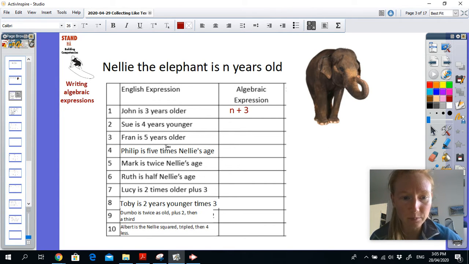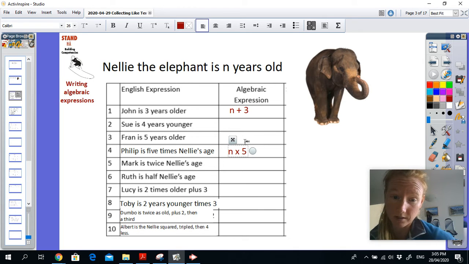Then if we look at Philip, down here, number 4, Philip is 5 times Nellie's age. Now, quite a lot of students will write n times 5. You are all mathematicians, so you are going to think about what I'm about to say when you fill in the rest in a moment. You are always aiming to write it like a mathematician would write it. So a mathematician would not write n times 5, they would write 5n. So when a number in front, that's called a coefficient, that number 5, is pushed up close to an algebraic expression or term, like n, we know that that is a multiplication.